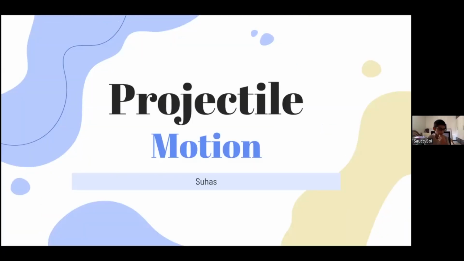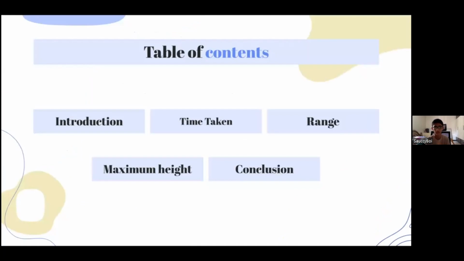Okay, those are all really close to what projectile motion is. In this presentation, or whatever you can call this, we'll be covering how we can calculate the time taken for the object, the distance, and the maximum height. The only thing which is required is the initial velocity and the angle at which you throw it out.